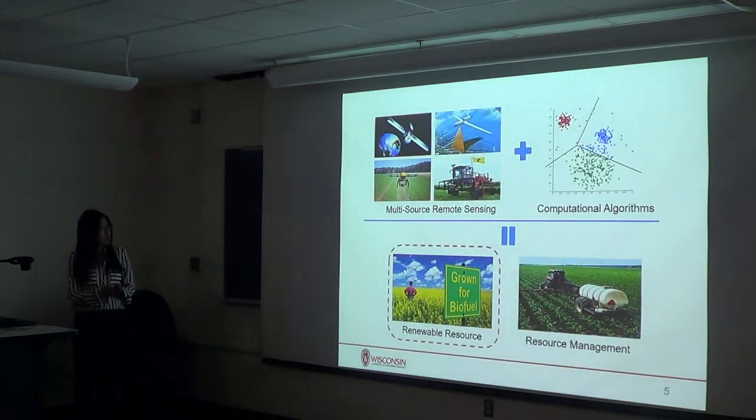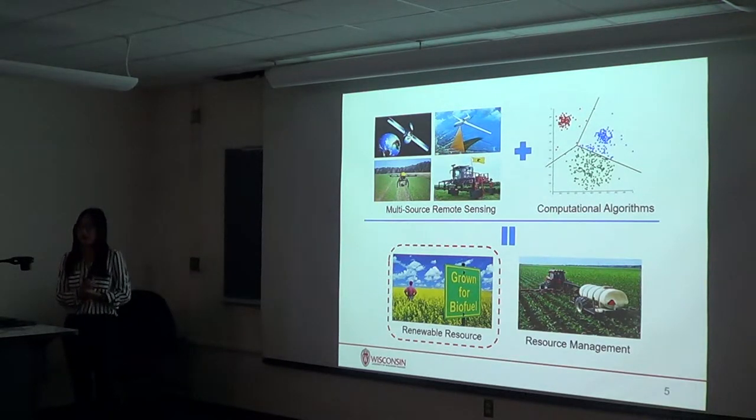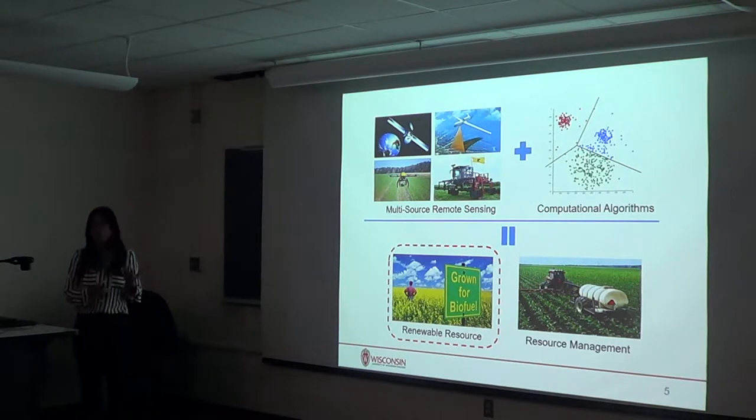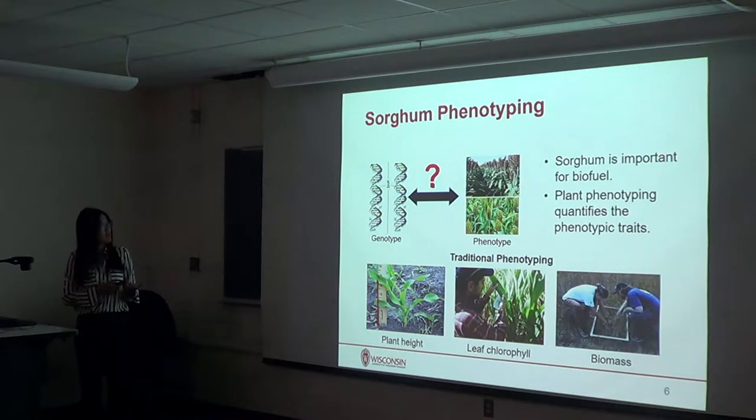First of all, for sustainable agriculture, one direction we can go is exploring new renewable resources, such as biofuel. Now I'm going to talk about an example of the work I did at Purdue. This project was funded by DOE and it's for sorghum phenotyping.